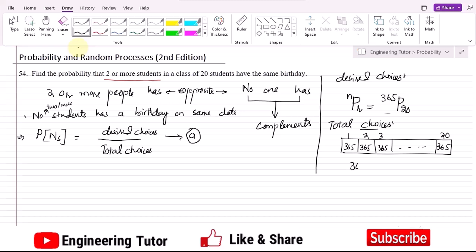Therefore it will be 365 multiplied by 365 up to the 20th 365, so I will have 365 to the power 20. Here we have the total choices. Now writing these values here, the probability of n of s is the permutation of 365 taken 20 divided by 365 to the power of 20.